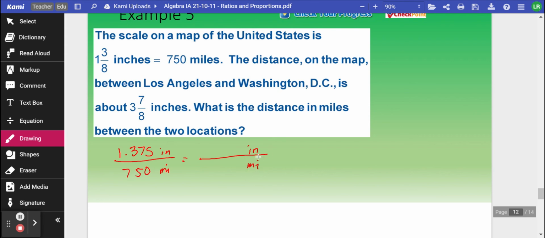Because I set it up that way, do the same on the second one. Inches here, miles here. And this is my other one. It's 3 7/8 inches. Since it's inches, that goes on top. 7 divided by 8 is 0.875. So this would be 3.875 inches. And it'd be x miles. So let's cross multiply and solve.